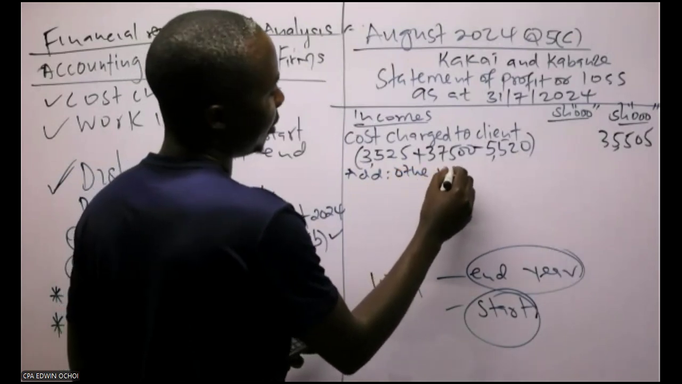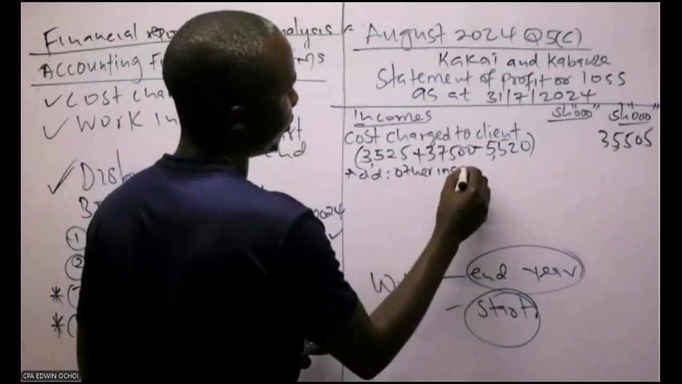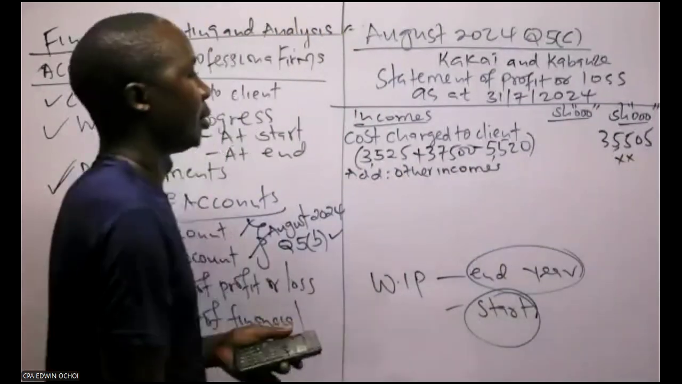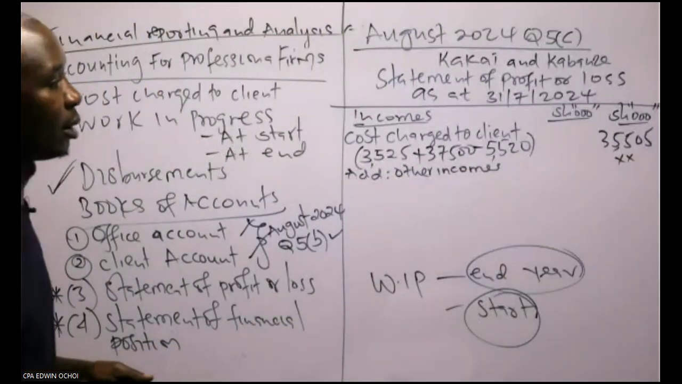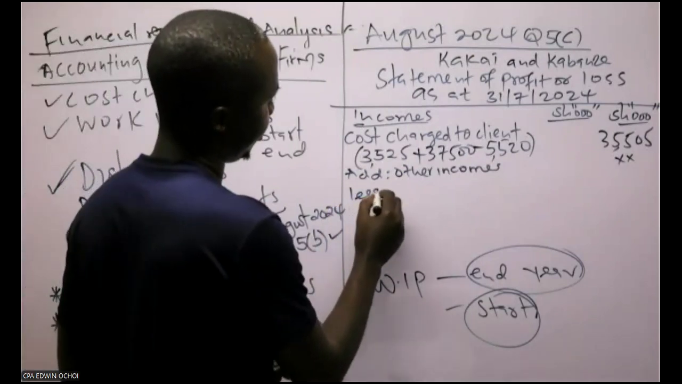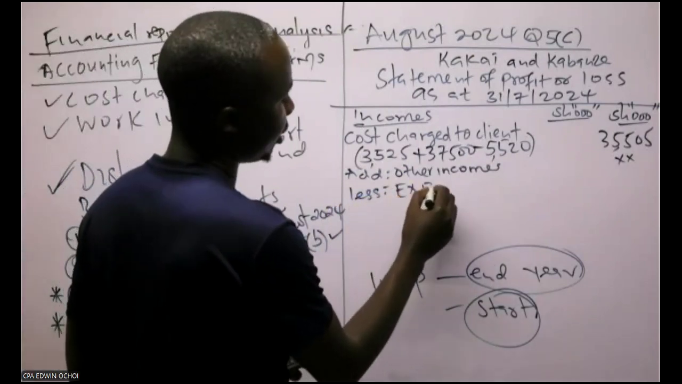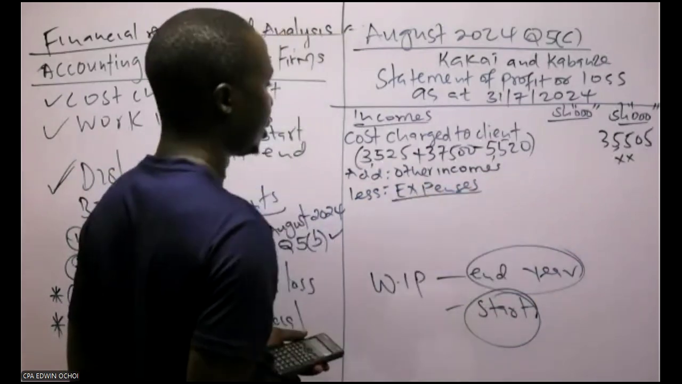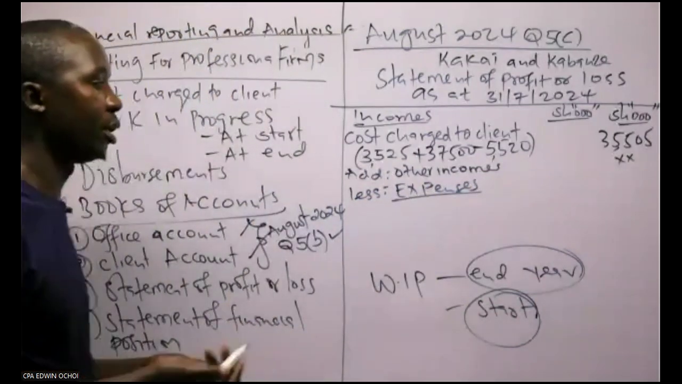If there is any other incomes, add other incomes. There is none. There are no other incomes. Then now you raise expenses. You can start from the trial balance. You can decide to go to the additional information.